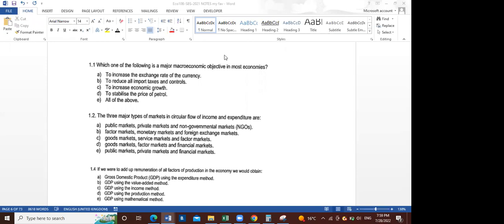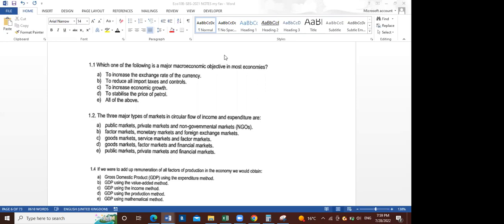Lynn is also saying C. All right, so C is not the correct answer. C is not the correct answer because the service market and the goods market is saying three major types. So the service market and the goods market are one market. So the service market actually is within the goods market. So C is not the correct answer.